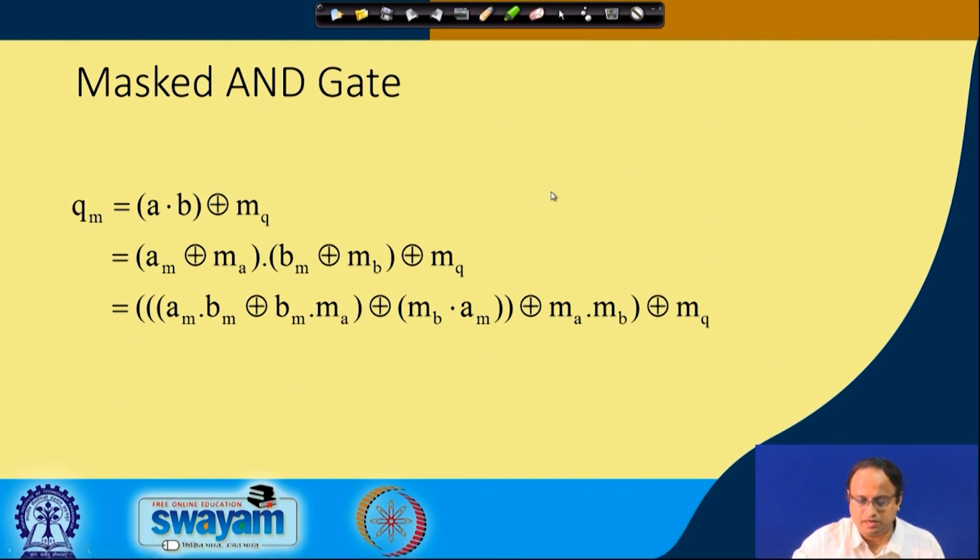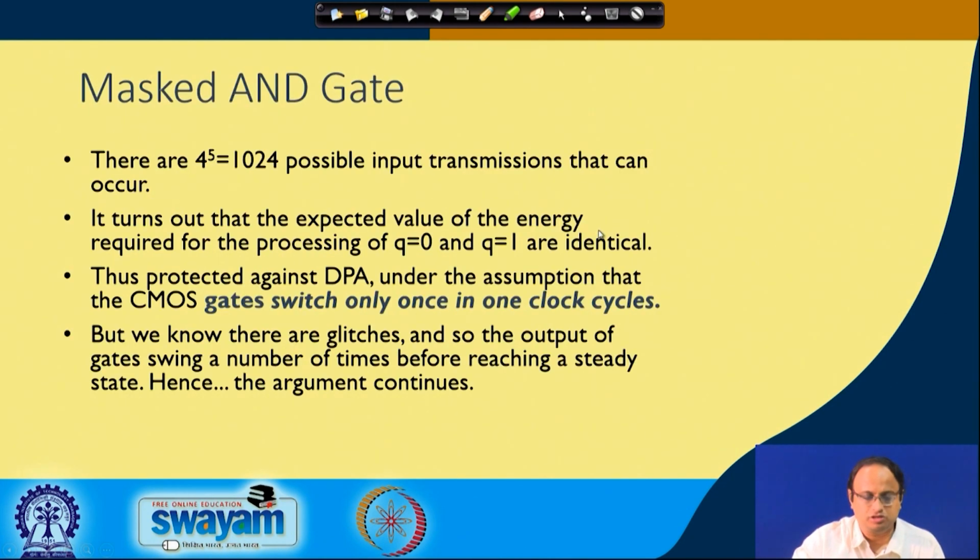The whole objective of doing this masking is that we know there are 5 inputs, taking the output mask also into account, and each of them has 4 possible transitions: 0 to 0, 0 to 1, 1 to 0 and 1 to 1. So there are totally 1024 possible input transitions that can occur. If you remember, in one of our previous classes we discussed why AND gates leak. There we saw that the average energy for E of Q equal to 0 and E of Q equal to 1 are not equal.